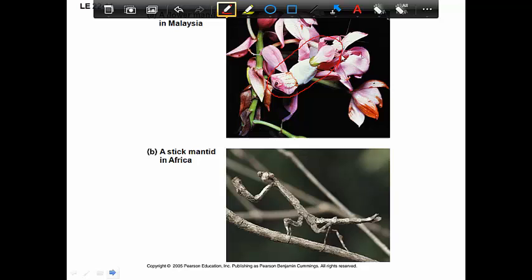Same thing with this stick mantid. These are both mantids. This one's in a different environment though, and it has inherited different traits. Different traits have been selected for and passed on because its environment was different. So again, it's pretty amazing how powerful natural selection can be, just as powerful as that example of the wild mustard with artificial selection that I gave earlier.